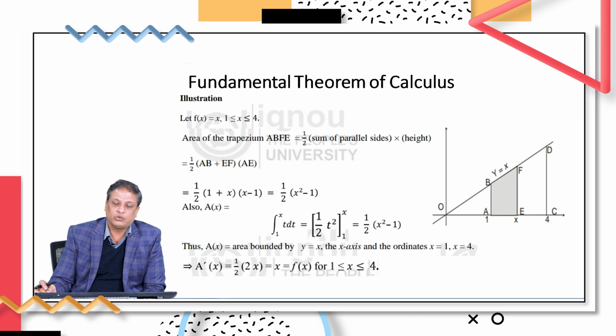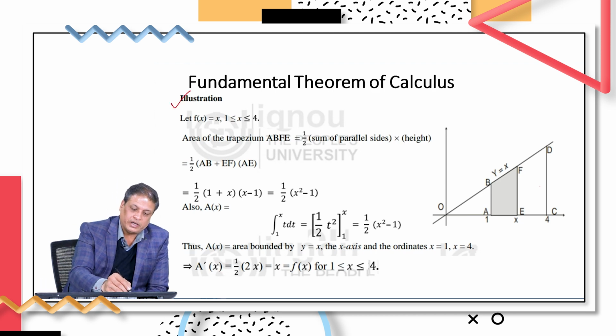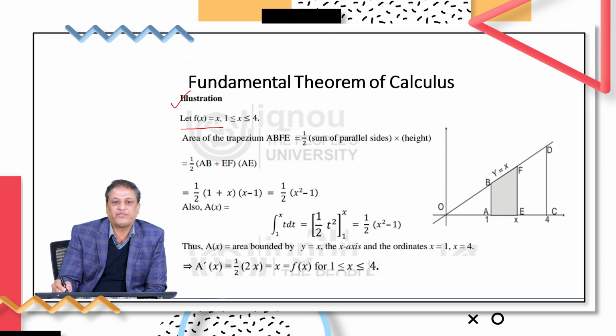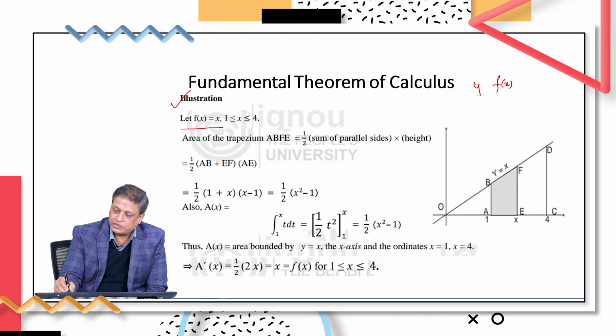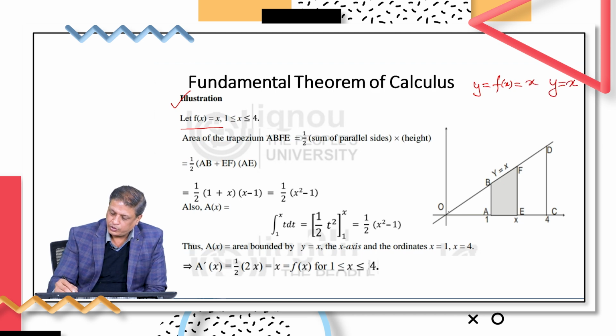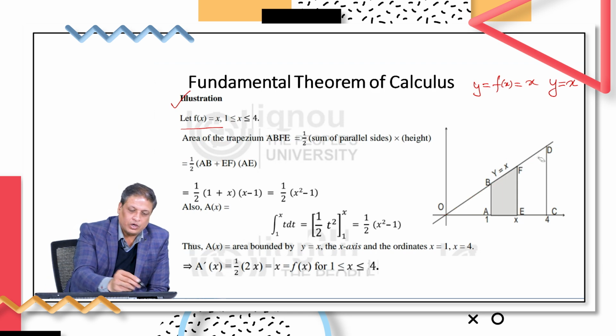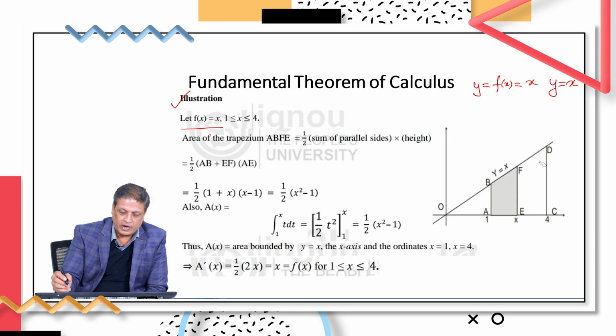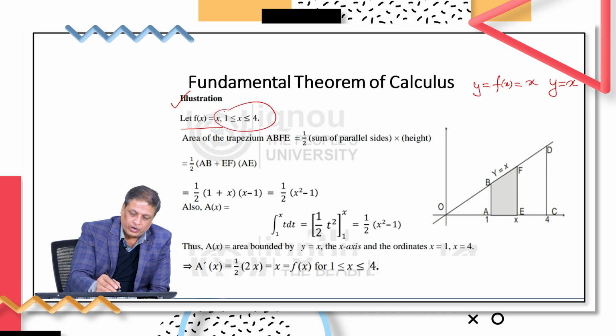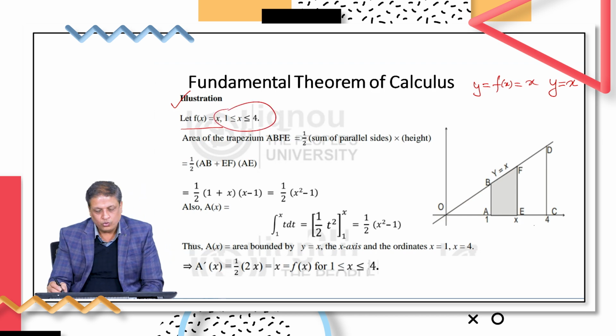How is this related to the area under the curve? Let us go through the illustration. Say we are given a function f(x) equal to x. This is a linear function, so y equals f(x) equals x. That means we have the graph y equals x, which is a straight line as shown over here. Now, in the interval 1 to 4, we need to evaluate.